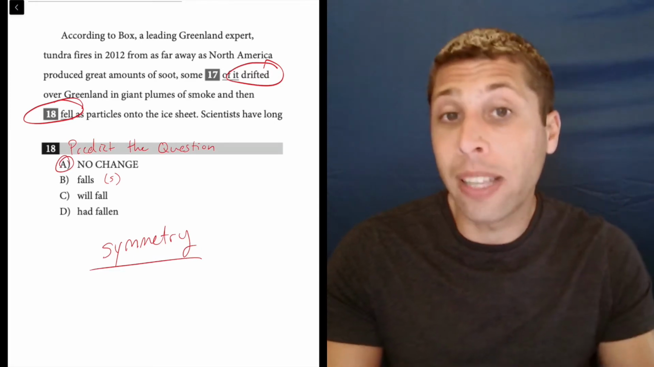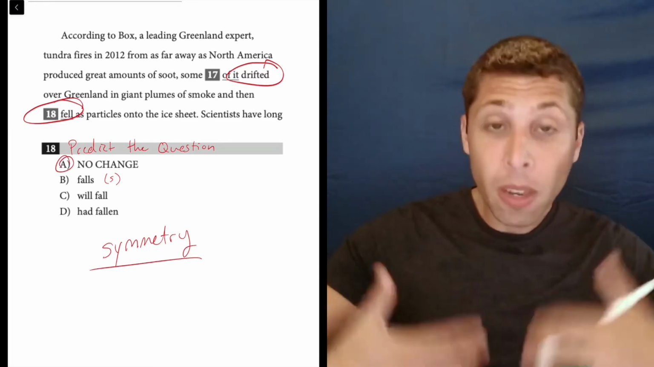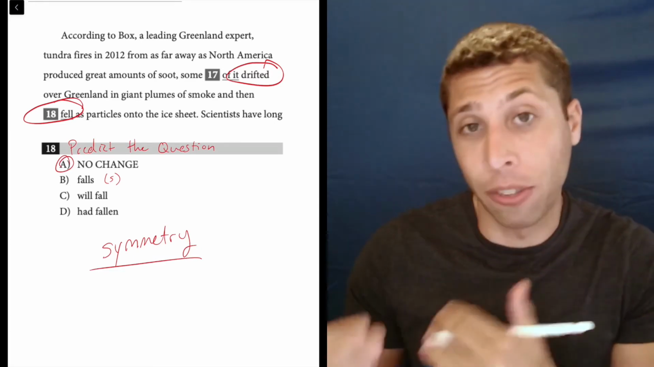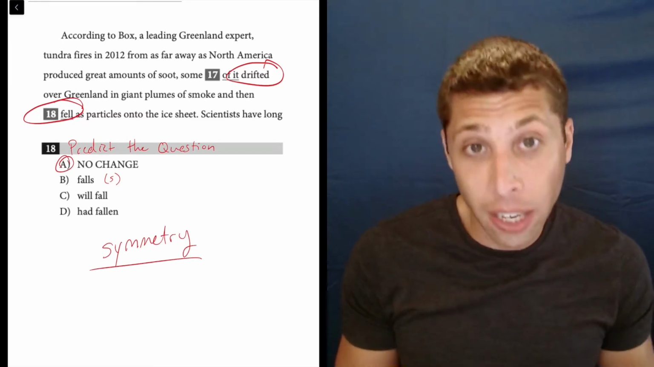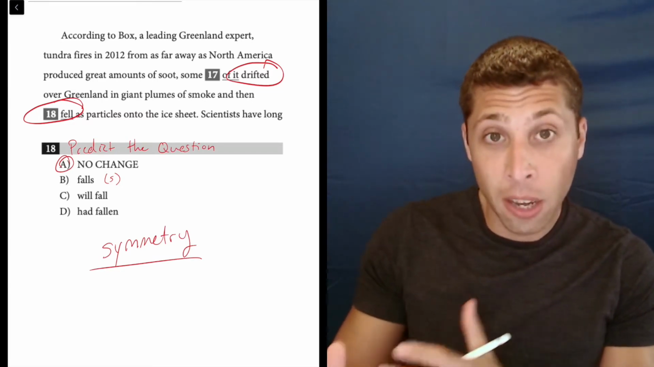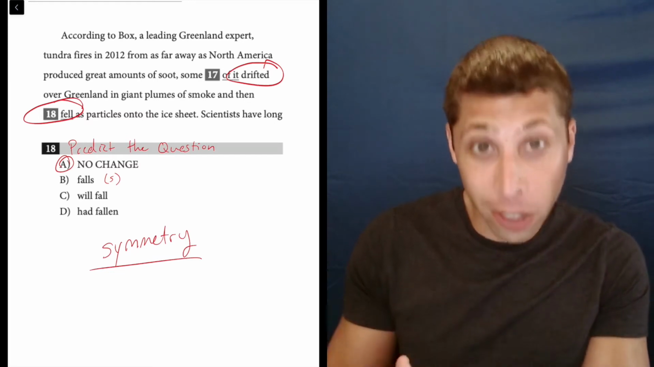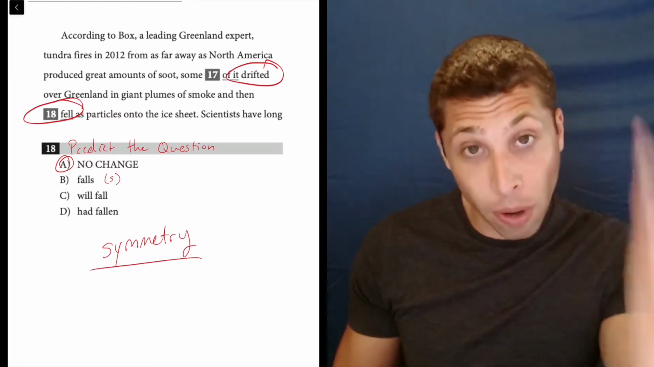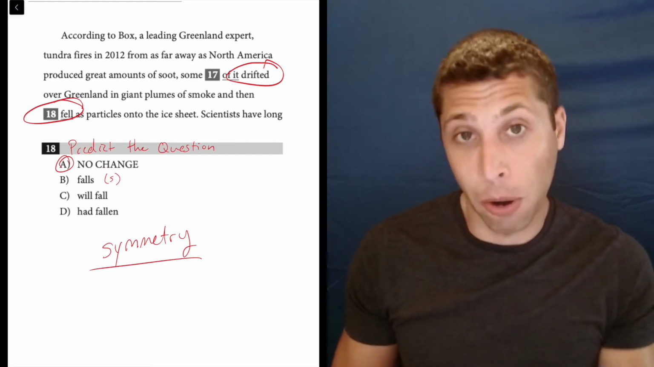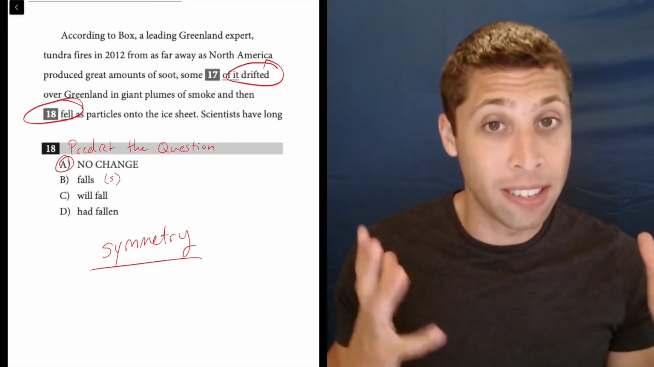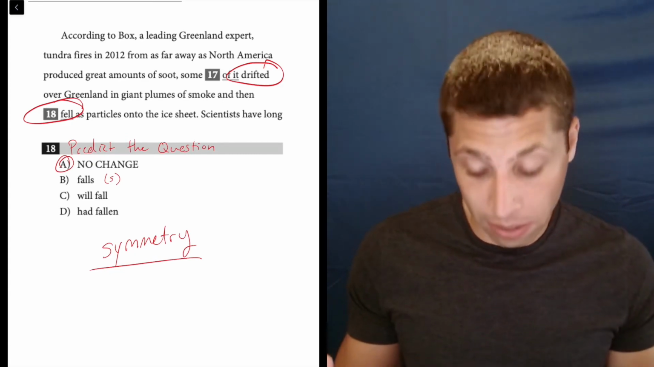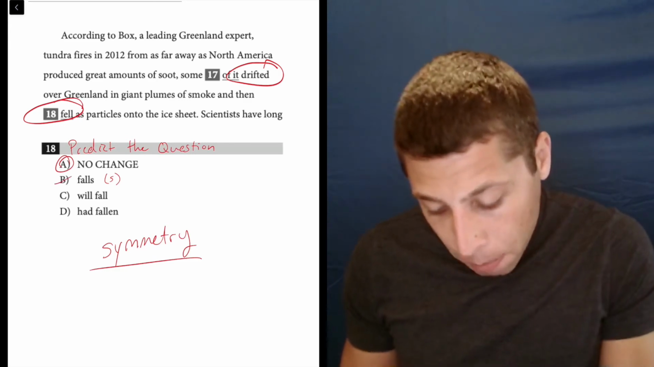And that tells me that A is the right answer here because we're matching it with something else that's already in the sentence, something that I cannot change, but we're describing what the soot does. The soot does two things. It drifted over Greenland and fell as particles. That symmetry is easy to hear when we kind of cut out all the noise. So it might be easy to see why B and C are wrong.